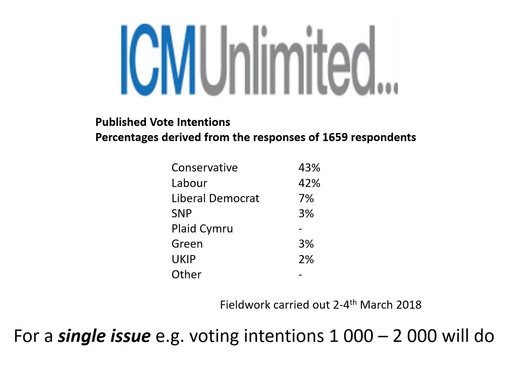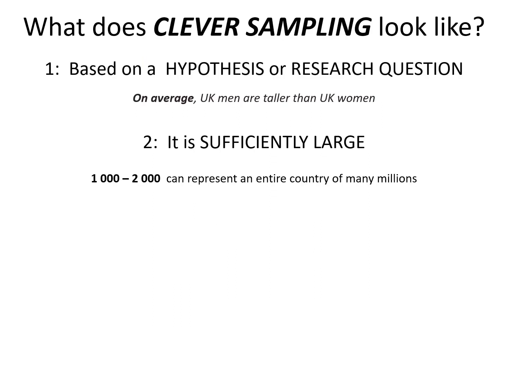Even for a large national population, when you're looking at a single issue, like voting intentions, 1 to 2,000 is fine, provided it's a properly constructed sample. So that's certainly going to be enough to test our men are taller than women hypothesis. So our sufficiently large sample to cover everyone in the UK is going to be 1 to 2,000.